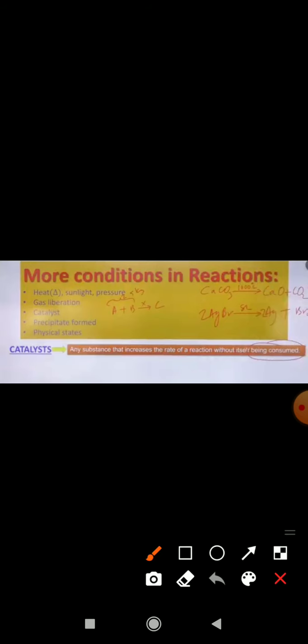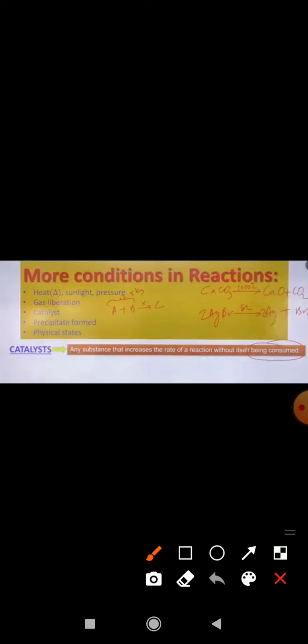And sunlight and pressure. Sunlight is involved in photosynthesis, and pressure is involved in other reactions, for example with silver, where pressure produces H2 gas. These are the conditions in a reaction. Let's move to the catalyst. Gas liberation is very easy.